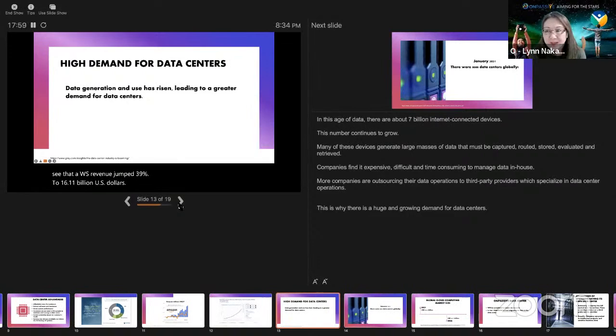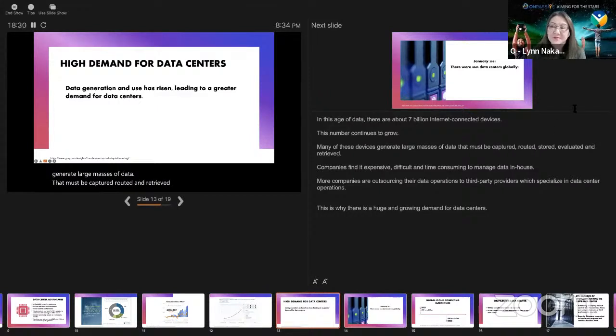There is a high demand for data centers. And why is this? Data generation and use has risen, leading to a greater demand for data centers. In this age of data, there are about 7 billion internet connected devices, and this number continues to grow. Many of these devices generate large masses of data that must be captured, routed, and retrieved.